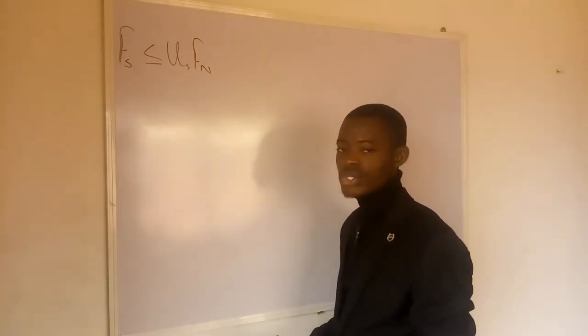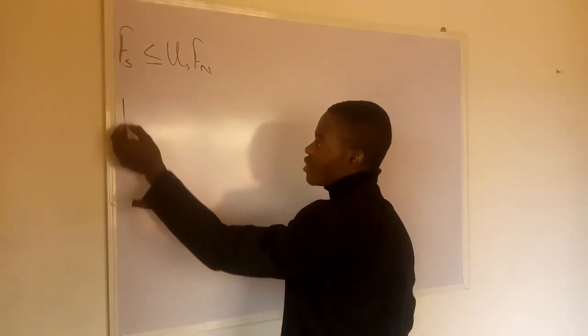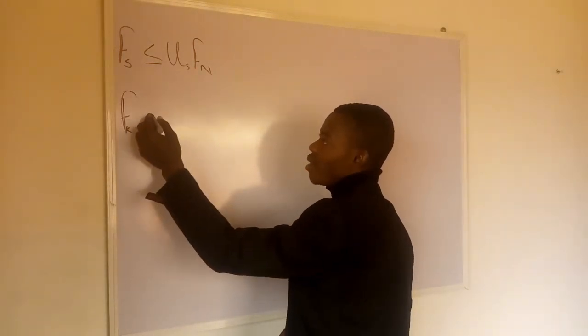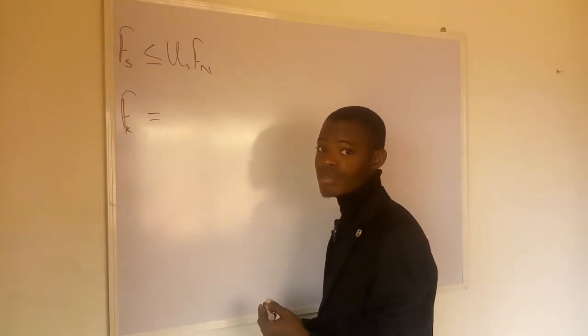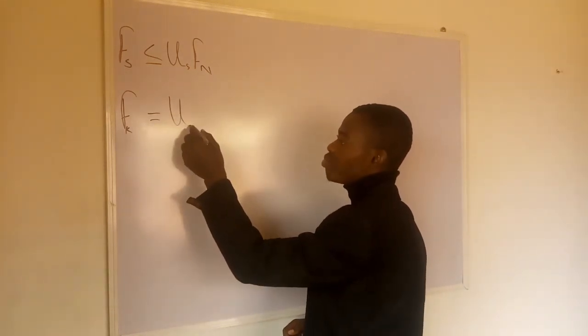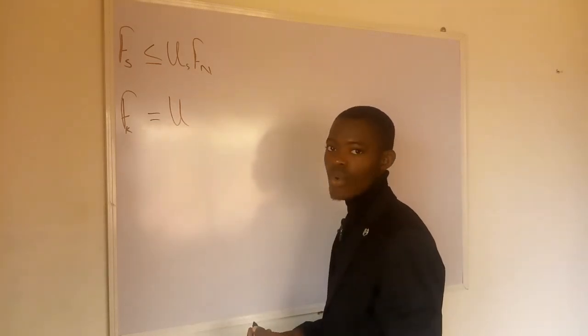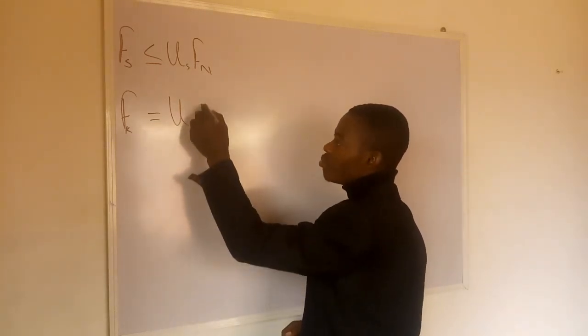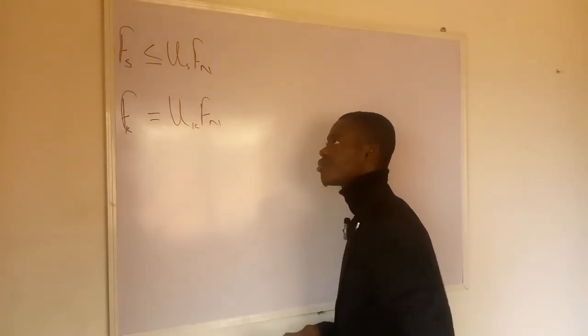Now, the kinetic friction, unlike this, is F sub k, and it equals, this time around with no inequality sign, the product of its coefficient, that's mu sub k, multiplied by the normal reaction force.